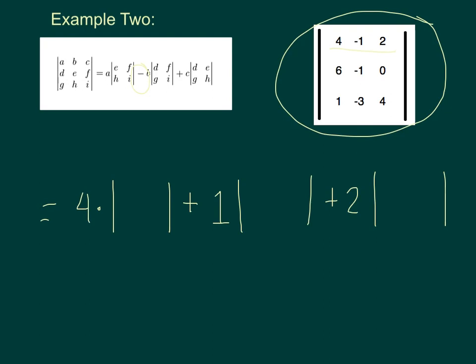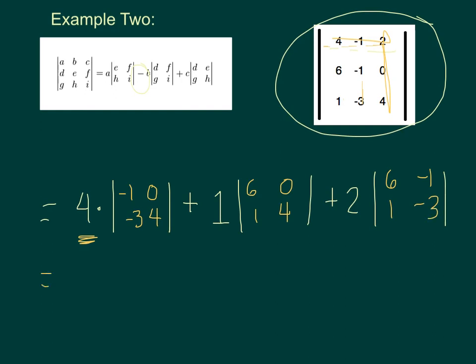So with the 4, you cross out the top, cross out the first column, -1, 0, -3, 4. We're really crossing out the row and column that contain this number that is in the front, that scalar multiplier. So the second one, we cross out the top, cross out the second column, and we have 6, 0, 1, 4. And now in the last one, we cross out that top row, cross out the last column, because that contains the 2, and we have 6, negative 1, 1, negative 3.